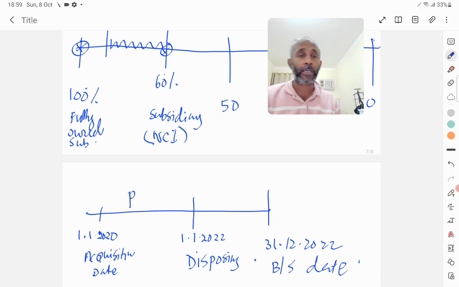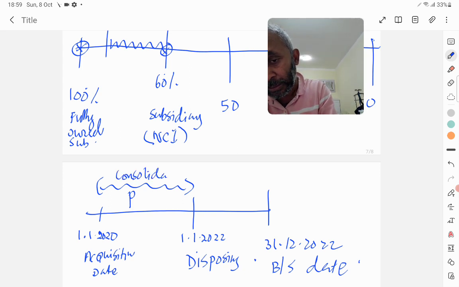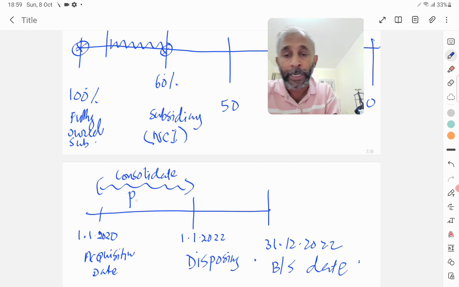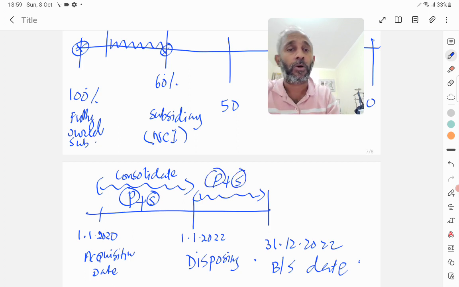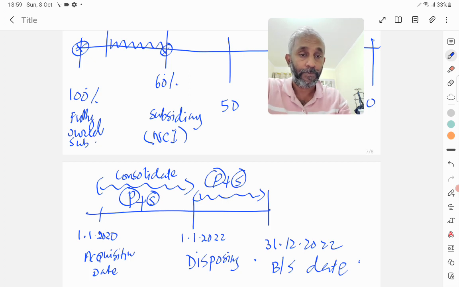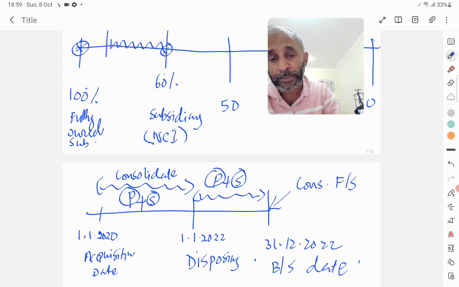Now, with regard to my previous example where the parent disposes of only 40%, during this period the parent should consolidate the results of parent and subsidiary together. Even during this period also, the parent should consolidate. Why? The control is still retained by the parent. So the parent on this date as well needs to prepare consolidated financial statements.